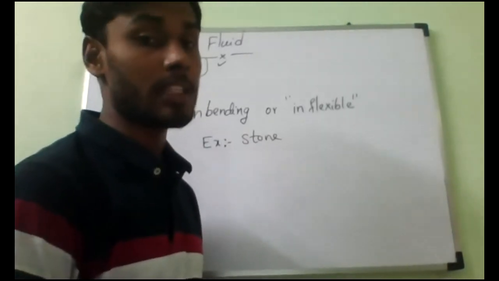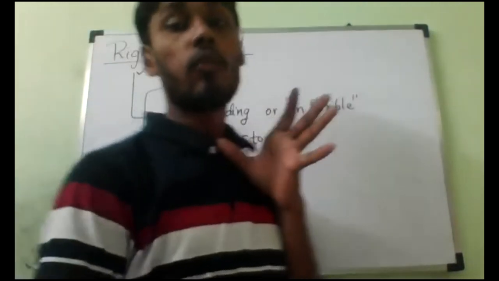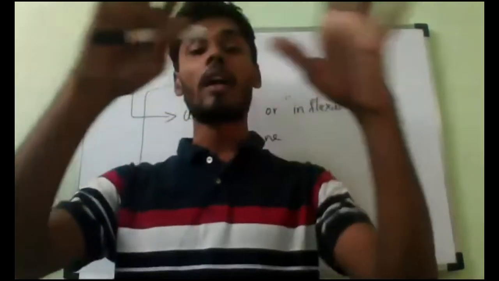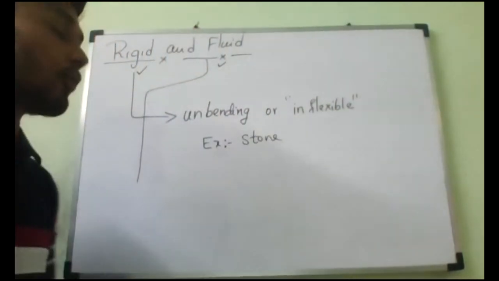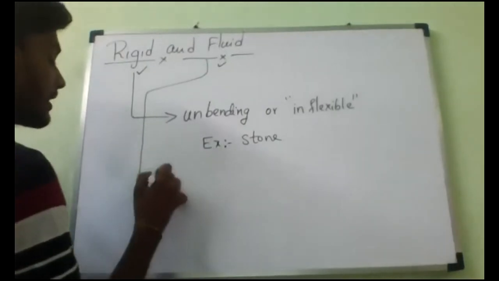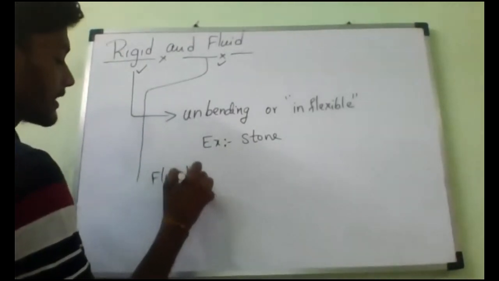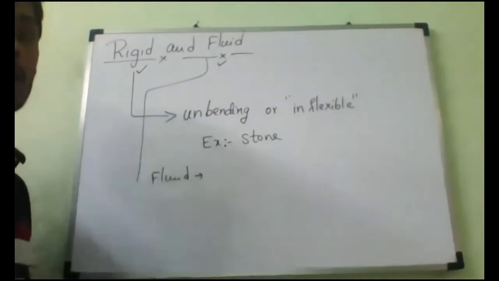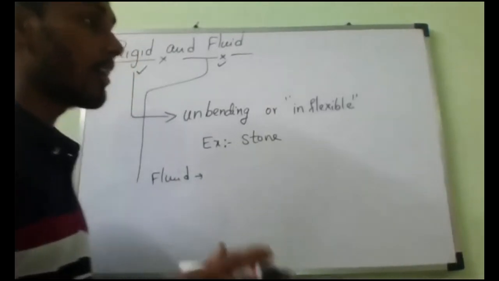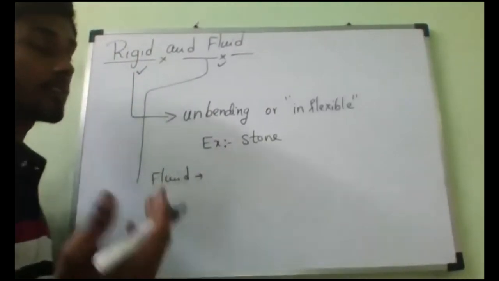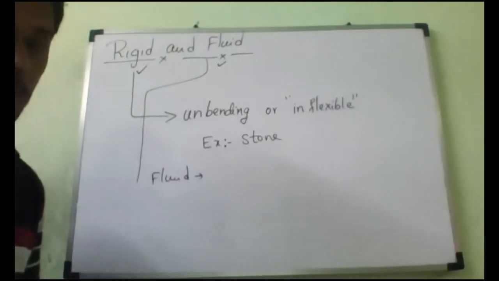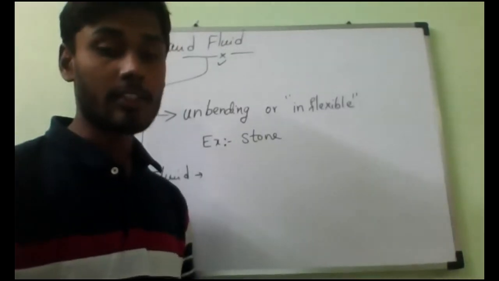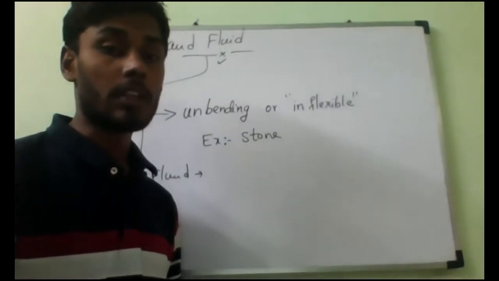So fluid means a material which can flow easily and requires a vessel to keep it. The best examples are water, milk, and any kind of gas, LPG gas, chlorine gas and so on. All of you write it. Write these two points.